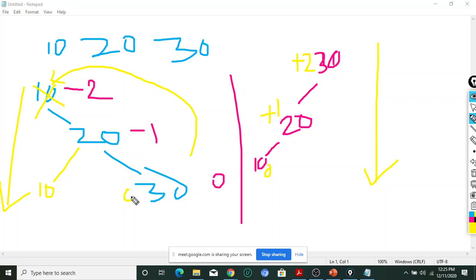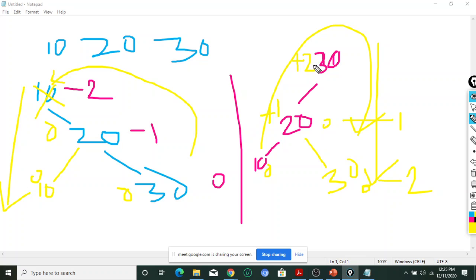How? This is 0, this is 0, then the balance factor is 0. Yes or no? Similarly, if I pull down this node, if I pull the 30 node to the right hand of 20, then I will get the balance factor 0, but the height of the tree is reduced. Yes or no? This is height 1, this is 2, but in the previous one the height was 3. Now it is height 2. Yes or no?